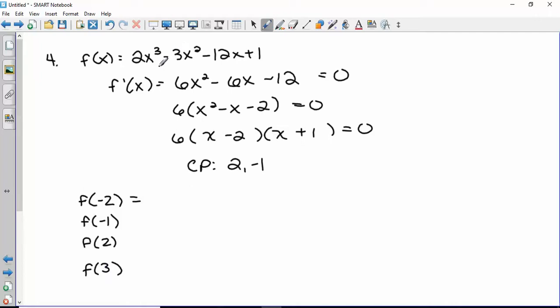So when we put in -2, -3. When we put in -1, 8. Put in a 2, -19. And put in a 3, what'd you guys get? -8. So the absolute max and absolute min are just the highest and lowest y values here. So I can see this would be my absolute max. And that would be my absolute min.